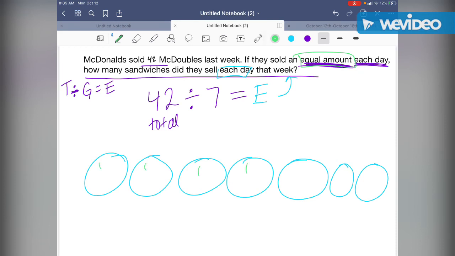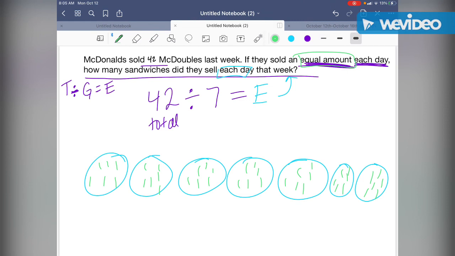1, 2, 3, 4, 5, 6, 7, 8, 9, 10, 11, 12, 13, 14, 15, 16, 17, 18, 19, 20, 21, 22, 23, 24, 25, 26, 27, 28, 29, 30, 31, 32, 33, 34, 35, 36, 37, 38, 39, 40, 41, 42. So how many tallies are in each one?